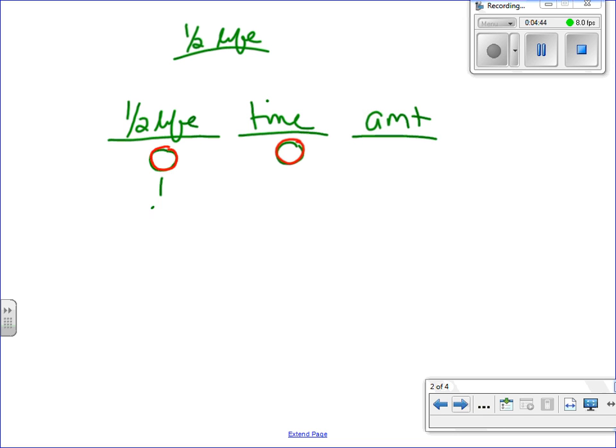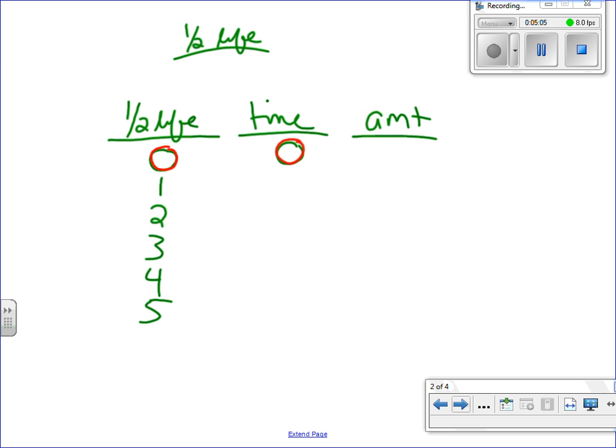1 half-life passes, 2 half-lives pass, 3 half-lives pass, 4 half-lives pass, and 5 half-lives pass, etc. Okay? Time depends on what isotope it is. Different isotopes have different half-lives. So if you're picking one like francium, it's going to be seconds. If you're picking one like iodine, it's going to be days.